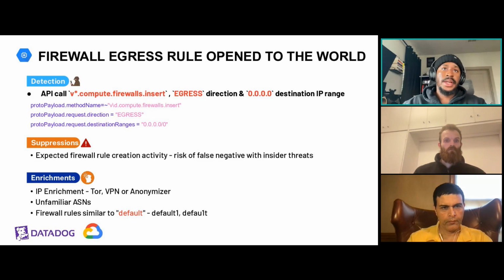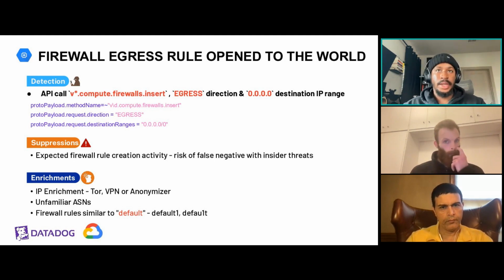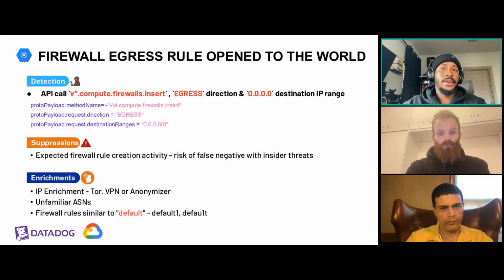Now going straight into the detection of this, you're looking for when the compute firewall insert API call is made, and then the direction is egress because you're looking for an egress rule, and then the destination range is going to be a 0.0.0.0 destination IP range, meaning all IP address ranges. Now you could possibly even look for specific IP address ranges, but the attacker is more likely to use all IP address ranges just for ease of use for their malicious activities.